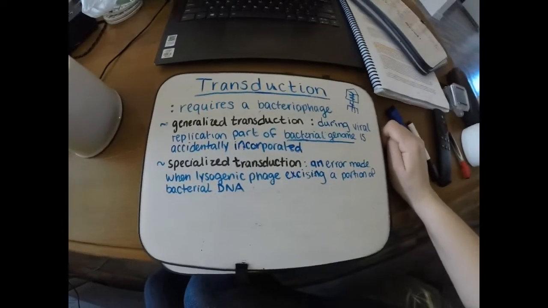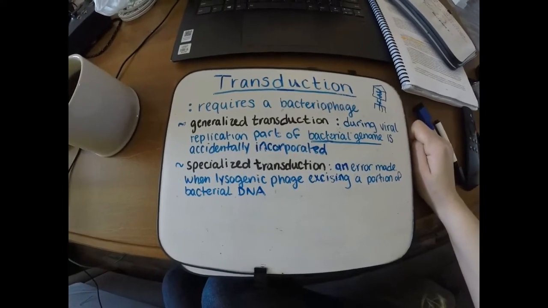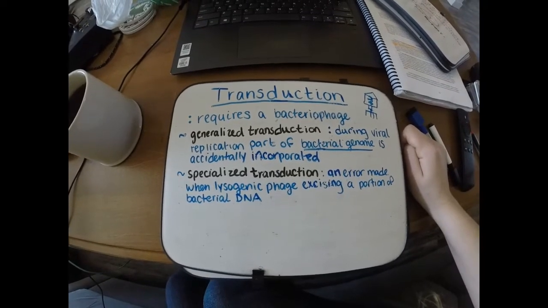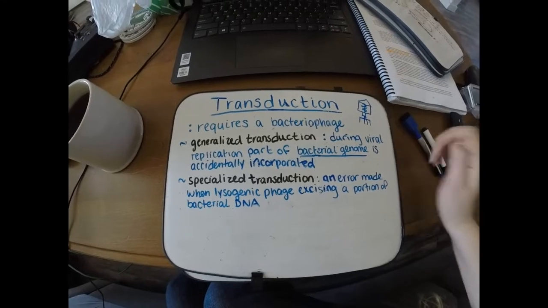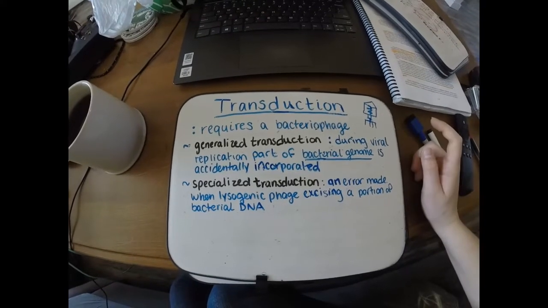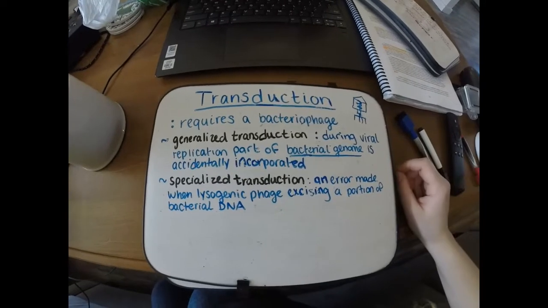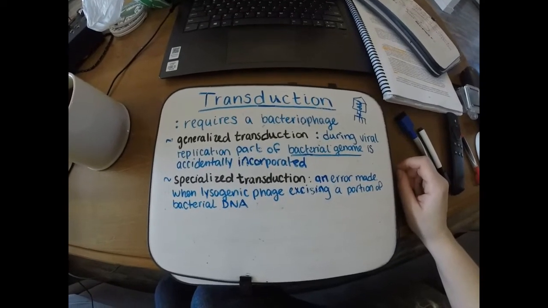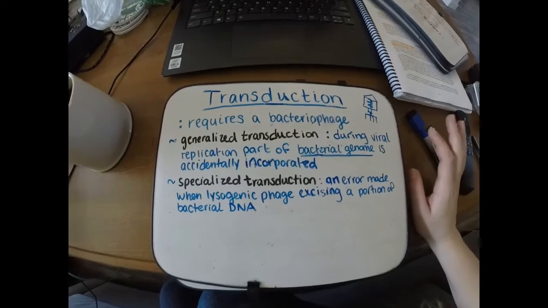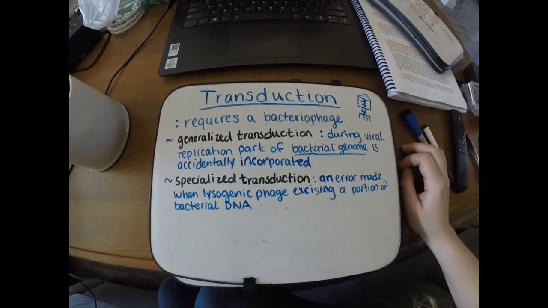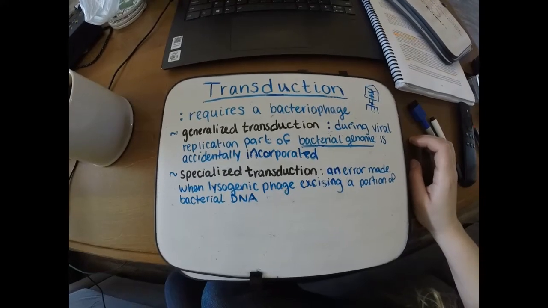So there are two methods that your lab manual describes here: generalized transduction, where during the viral replication part of that phase, a bacterial genome, or part of that genome, is accidentally incorporated. So here's a picture, because I think pictures are worth 1,000 words, of what that looks like. That might help you visualize it better.